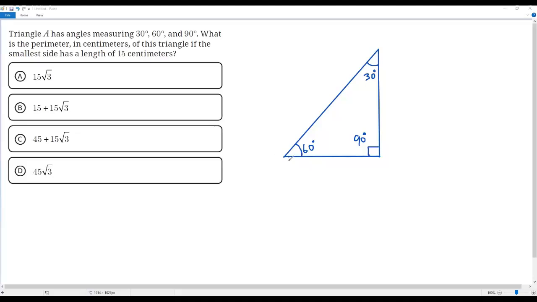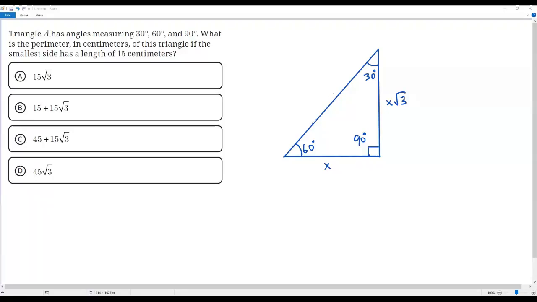And in this right triangle, the smallest side is the one which is opposite to the smallest angle measuring 30 degrees. So this is the side opposite to the smallest angle measuring 30 degrees. Usually we assume the length of the smallest side as x. And the next longest side is the side which is opposite to the 60 degree angle measure. So this is the side opposite to the 60 degree angle measure. When I assume x as the length of the smallest side, then the length of the next longest side will be x times square root of 3.